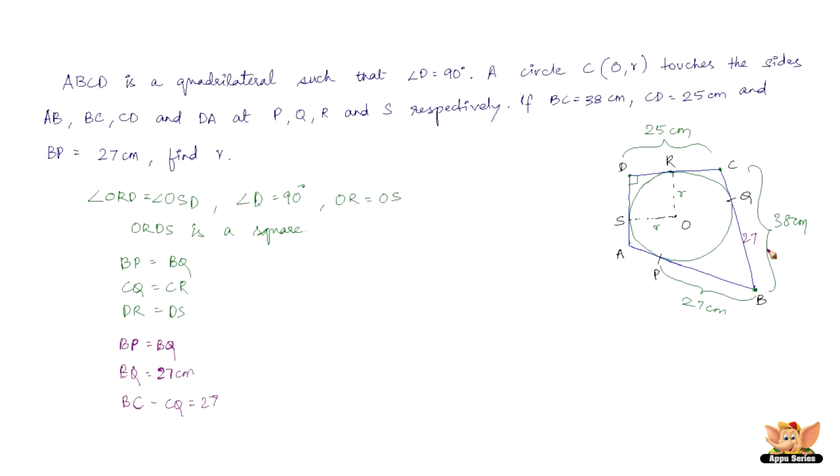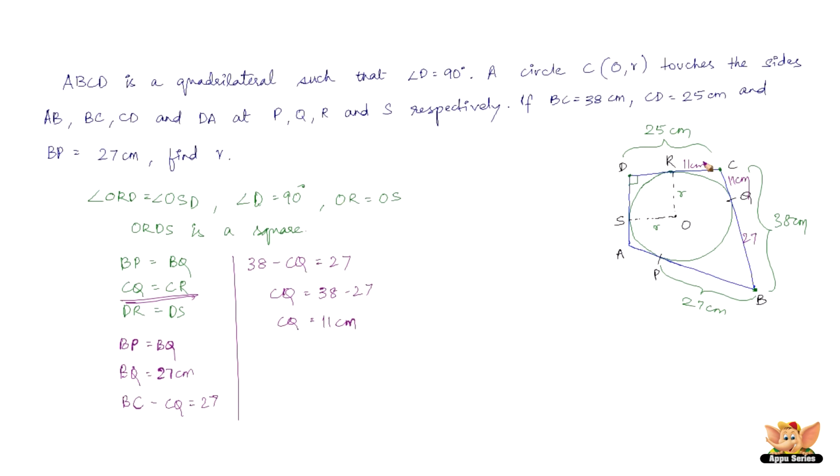Now we've already got BC as 38 centimeters. So 38 minus CQ equals 27. Therefore CQ equals 38 minus 27, which is nothing but CQ equals 11 centimeters. So we've got CQ as 11 centimeters here. If CQ is 11 centimeters, we've also got CR as 11 centimeters because CQ equals CR.